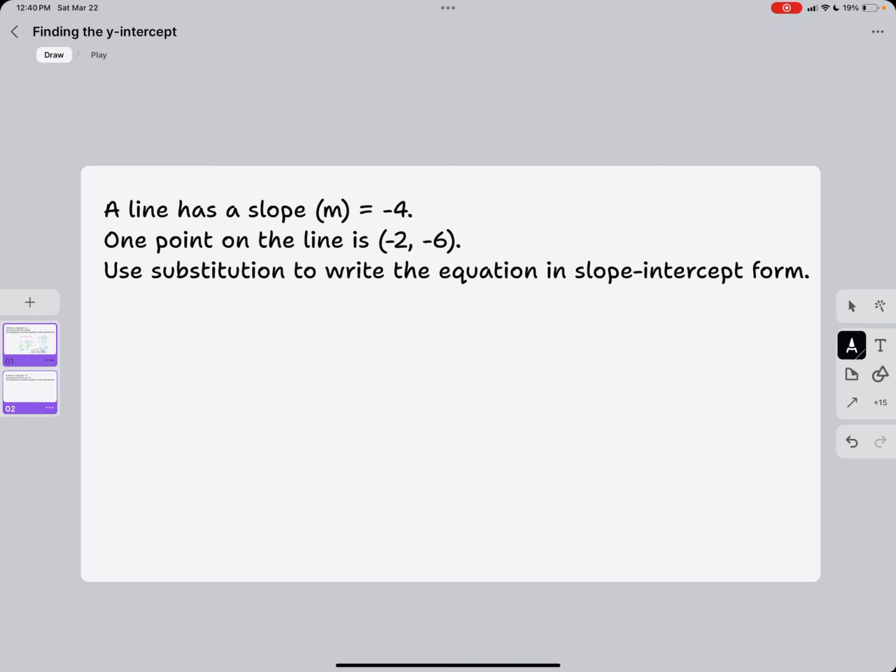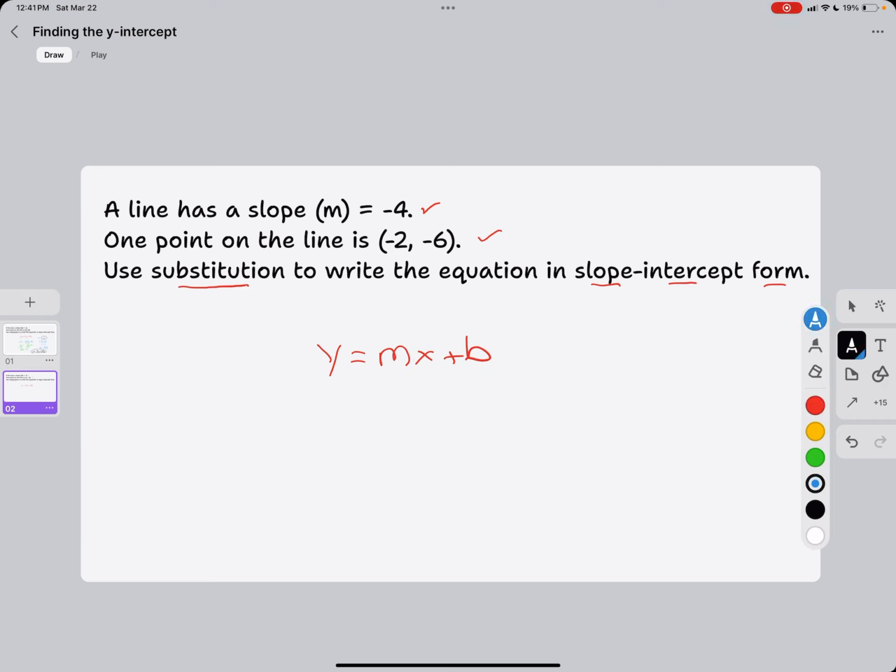Let's do one more example. So here is our information that's given, and we have a line that has a slope of -4. We have a point on that line, which is (-2, -6), and we want to substitute to write this equation in slope-intercept form. So here we have a slope that's negative, and we have a point on the line that's also negative. Well, let's follow the process, and let's first write our equation that represents slope-intercept form, which is y equals mx plus b.